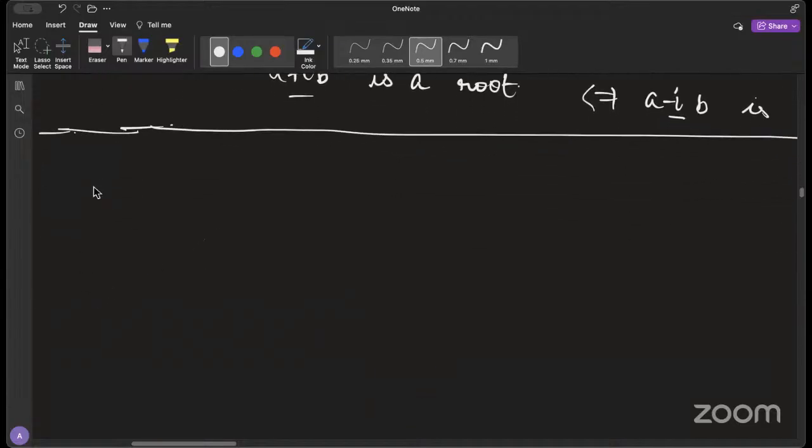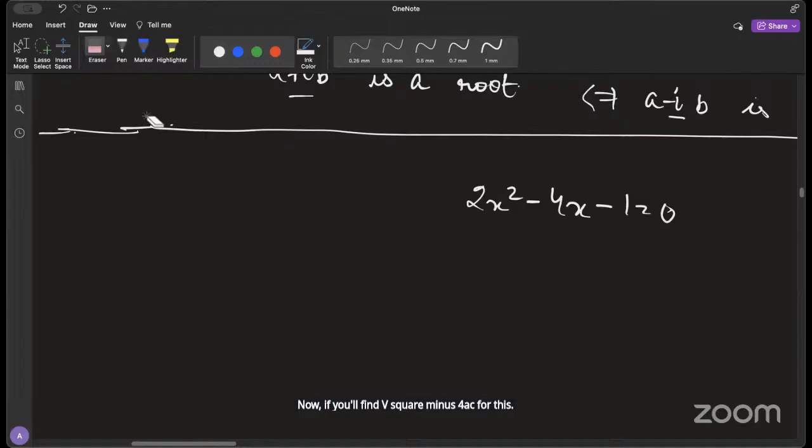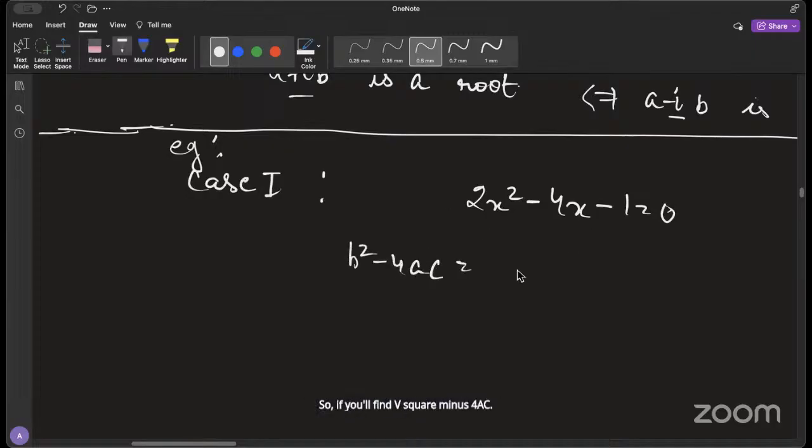Okay. Let's do one example on each of these. When you have b square minus 4ac greater than 0, let's do a quick example. Let's do this: 2x square minus 4x minus 1 equals 0. Now, if you find b square minus 4ac for this, these are examples, and this is for case 1. So b square minus 4ac is 16 minus 4 times a, which is 2, and c, which is minus 1 here. So it will be 24, right?